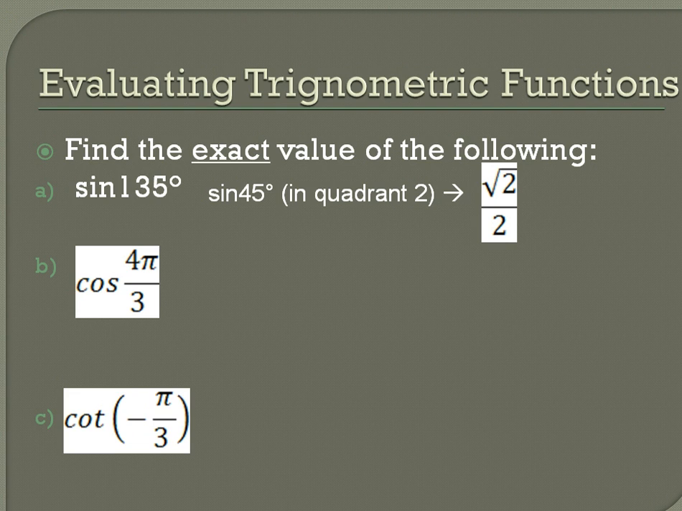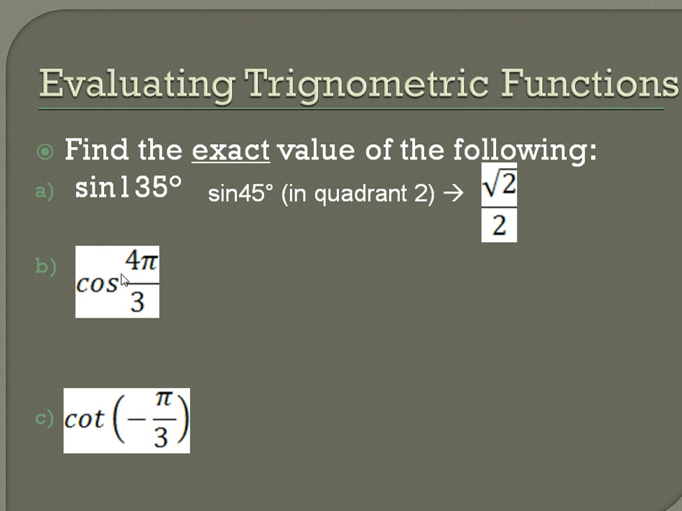So B is asking us the cosine of 4 pi over 3. So for this, we should automatically be seeing that we have something over 3. So in this case, we know that our reference angle will be 60 degrees. Now, am I 60 degrees in quadrant 1, 60 degrees in quadrant 2, 60 degrees in quadrant 3? That's the question. So to do this, I would simply just look at the fraction. And this is a really simple way of doing it.